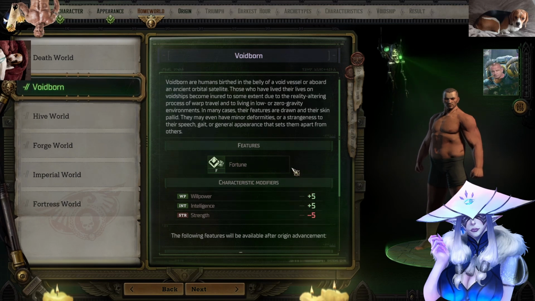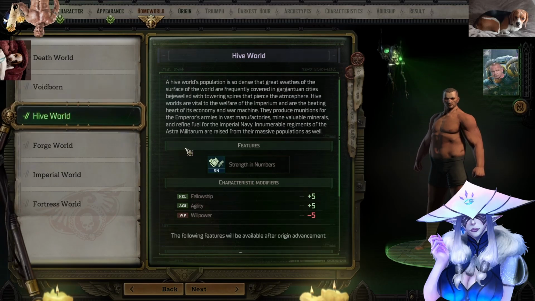What Voidborn? Voidborn are humans birthed in the belly of the Void Vessel or aboard an ancient orbital satellite. They also have lived their lives on void ships, become injured to some extent due to the reality-altering process of warp travel and to living in low or zero gravity environments. In many cases, their features are drawn and their skin pallid.